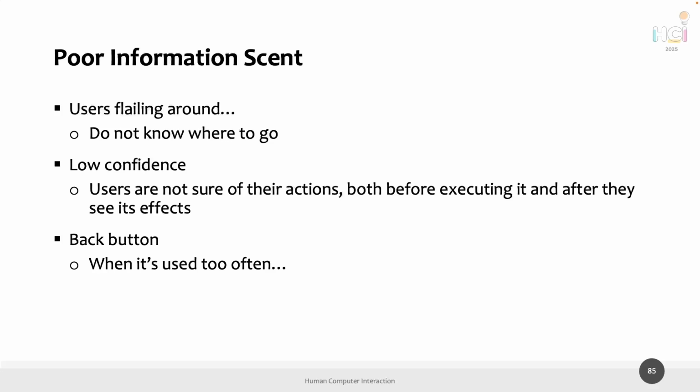So for example, in the assignment tree, when someone else tries your prototype, if you discover that most of the time the testers use the back button, this is probably an indication that there is something not working in terms of information scent. So the user is not able to find the information they need.